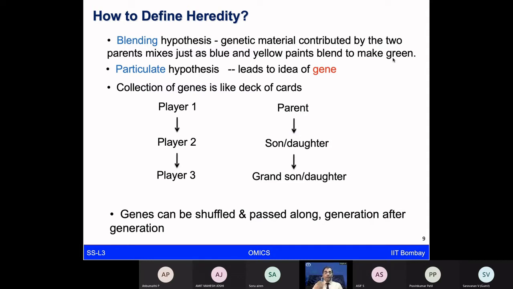For example, if you look at a deck of cards, and from player 1, player 2, player 3, you're passing those cards, and likewise from the parents to the offspring to the grandchildren, you're passing those genes, and these are getting shuffled in the process because of the meiosis which is happening at the chromosome level, and this information is getting passed from one generation to the next.